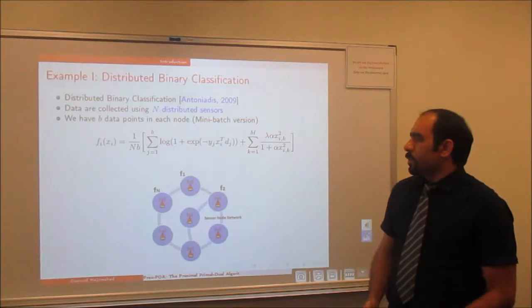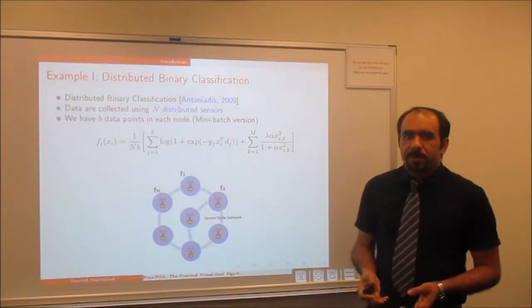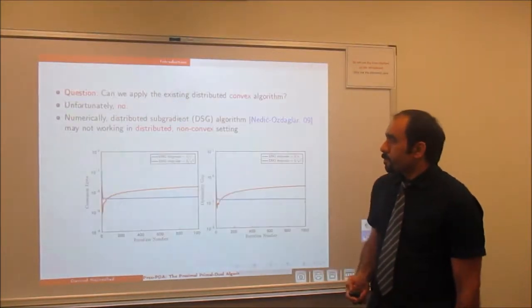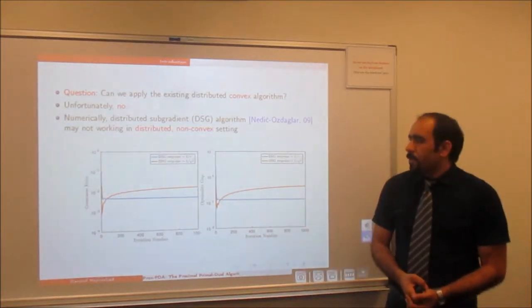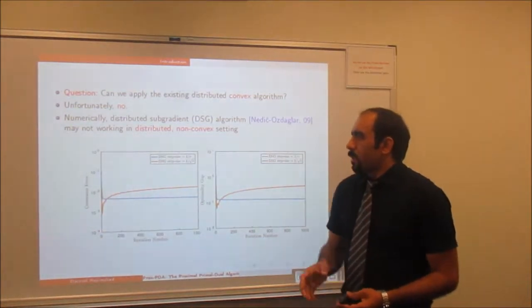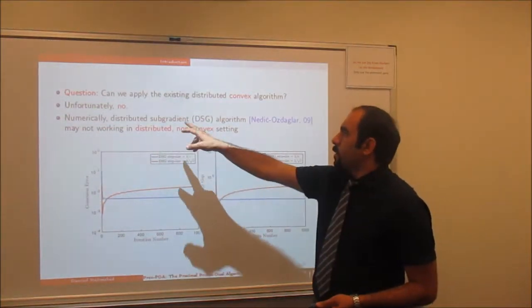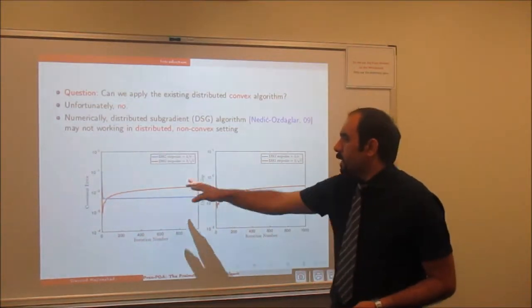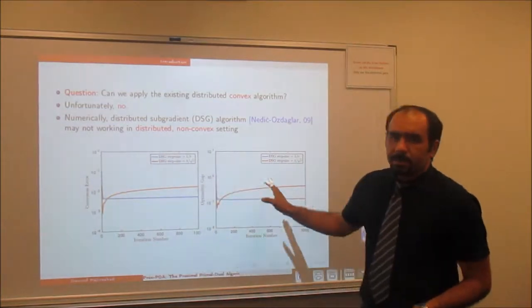Okay, so the question is, can we apply the existing algorithms which have been designed for convex distributed problems? And the answer is no. So for example, for this non-convex problem that I just showed you, we have applied the distributed subgradient algorithm. And here are the results. So you see that for different step sizes, the algorithm is not converging. Okay?